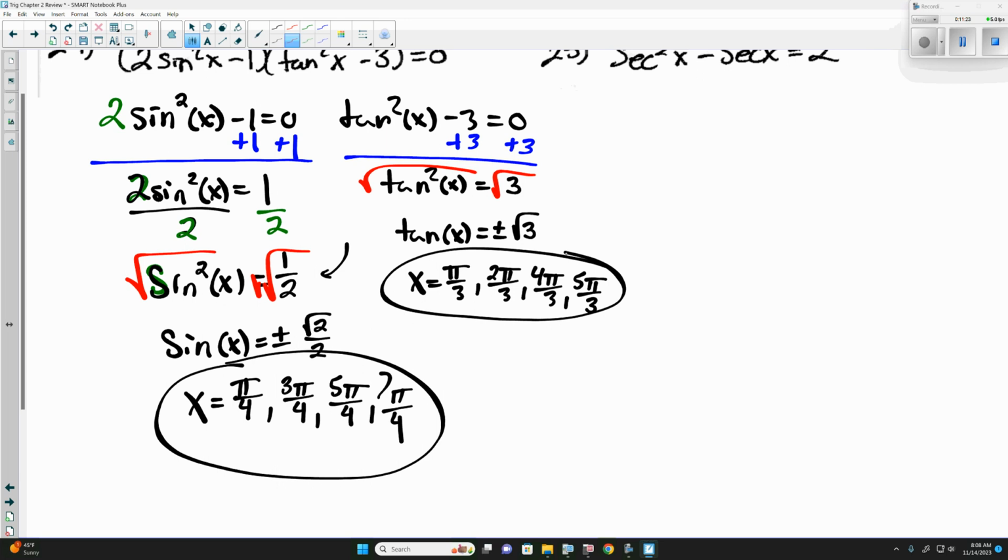Luckily, the little chart at the bottom, or on the back, gave us that square root 3 for tangent is our pi over 3. So now we're looking at all the ones between 0 and 2 pi on the unit circle that have the division of 3 for radians. And we get these here. That's it. Does that make sense?